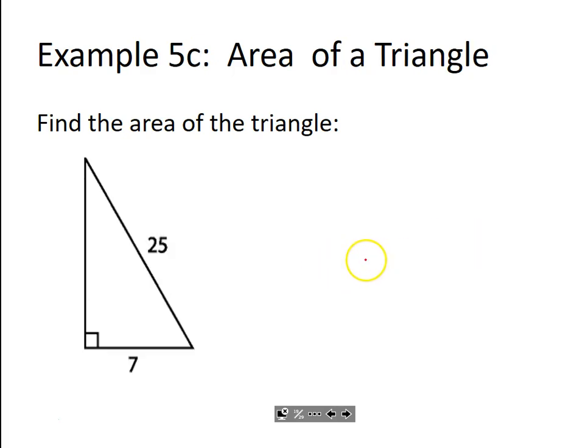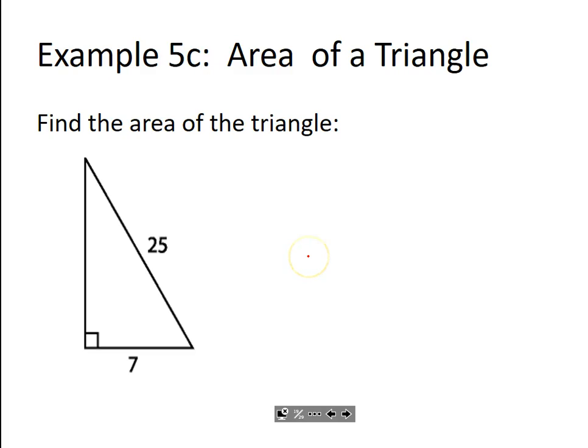24 divided by 2 is 12. All right, now, for example 5C, it says find the area of the triangle. So on this one, again, we have our base is 7, but we do not have our height. And again, we know this is our height because it's the one that's perpendicular to the base. So we have to find this measure over here so that we can find the area of the triangle.